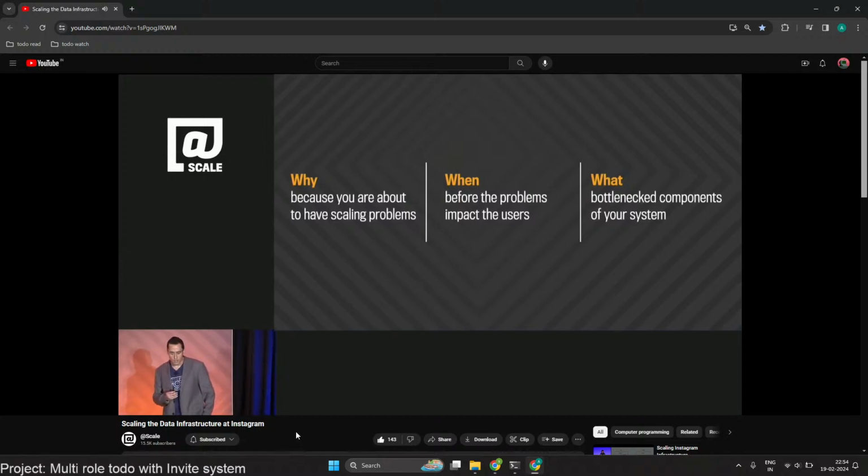So why to scale? Well, I like to think that you need to scale something when you're about to have some scaling problems. By that I mean your system is running out of capacity, or you have too much load, or you don't have as many machines, or you have too many users. It's getting to a point that you see some stress in the system, right? And when do you do that?